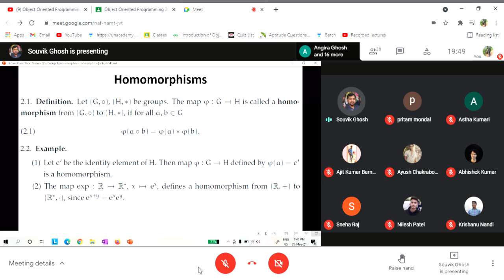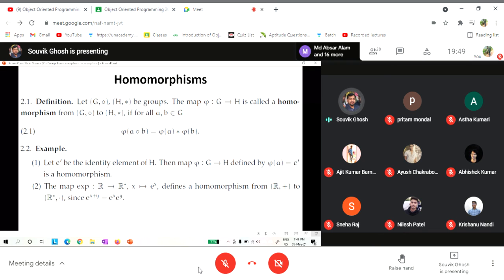We have R and R star. What is R star? R star is the set of positive real numbers. So how are we defining the homomorphism? We choose any element X from the set R, the set of real numbers, and apply the function. It maps X to e to the power X, and we know that e to the power X cannot be negative. It should be some positive number.